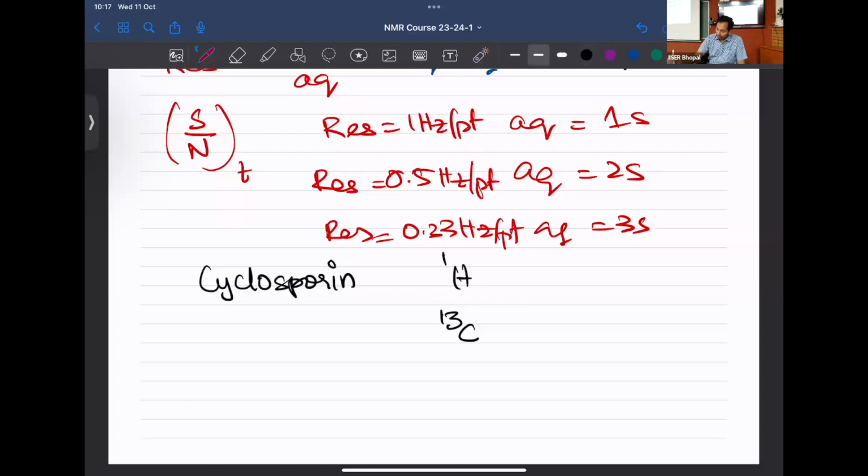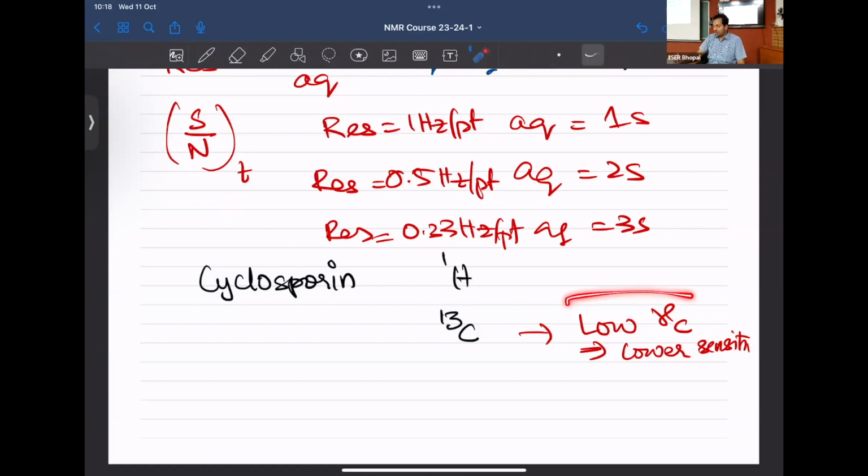Very good, lower sensitivity. Lower sensitivity, good. This we have discussed several times. As you reduce the gyromagnetic ratio, the difference between the Zeeman energy levels reduces, therefore the population difference reduces. The population difference reduces, the polarization reduces, the magnitude of polarization reduces, and the sensitivity reduces. So a reduced gyromagnetic ratio leads to lower sensitivity.